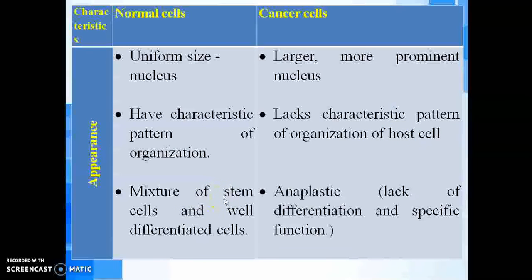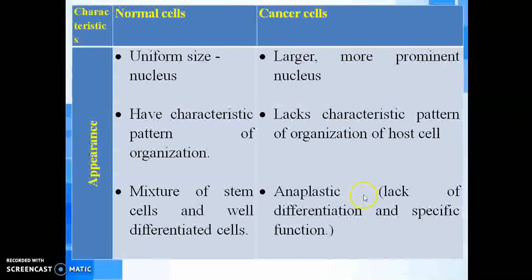And in normal cells, the stem cells will be mixed with the normal tissues, and in between a group of tissues, we can see stem cells. And along with stem cells, we can also find well differentiated cells. For example, a group of muscle cells will have stem cells also.